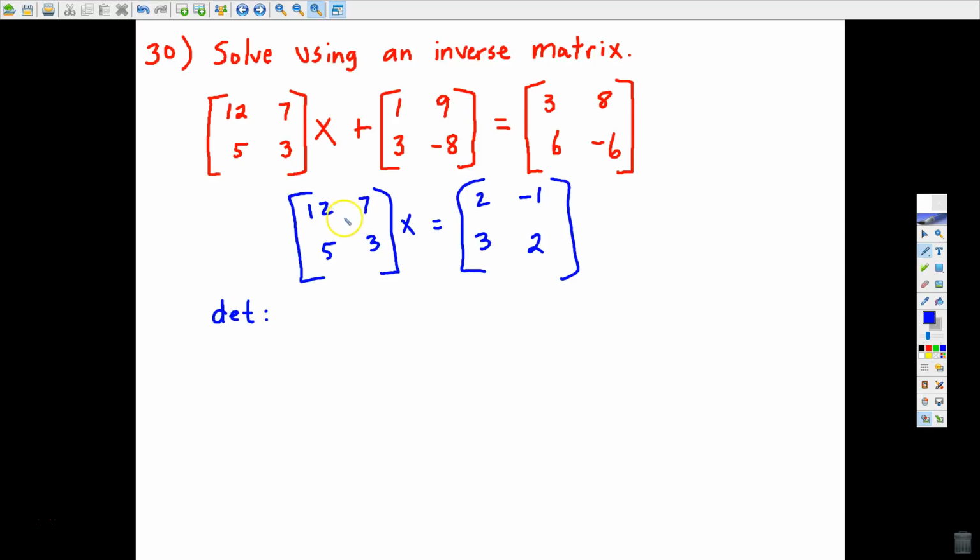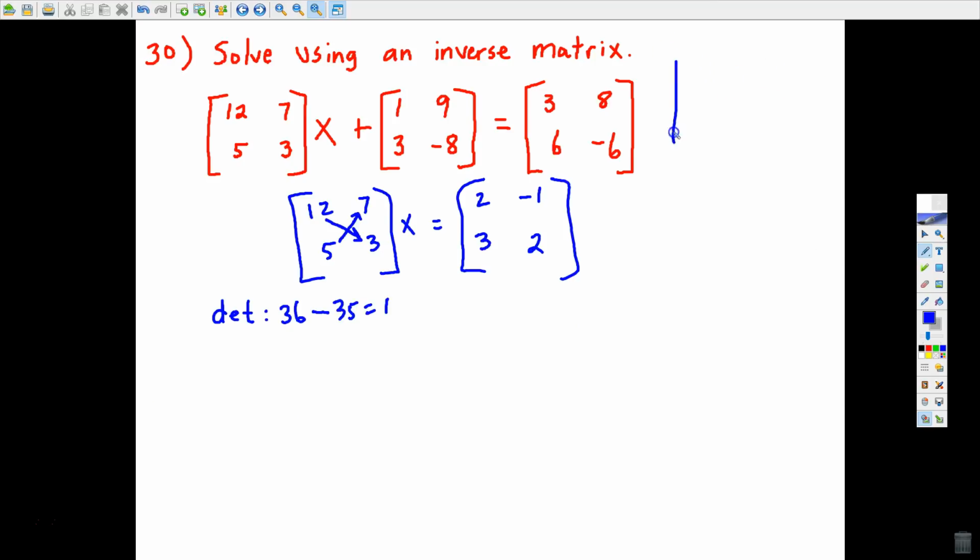And to find the determinant of a 2 by 2 matrix, you multiply this way first. We call this the A and the D elements. 12 times 3 is 36. Subtract, now multiply this way. 5 times 7 is 35. The determinant is 1.